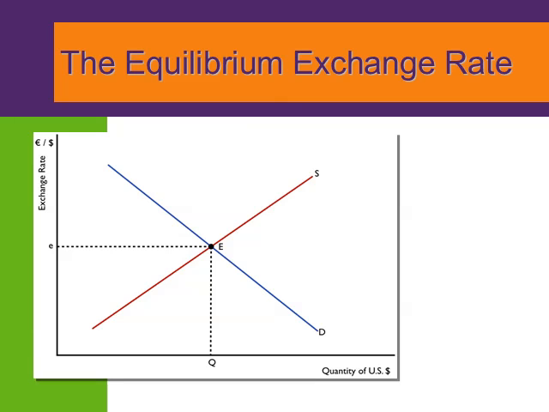Why does the supply of dollars slope upward? As the price of the dollar rises, its value appreciates. $1 buys more euros. Consumers in the U.S. will find European-made goods to be less expensive. U.S. imports from Europe will rise, and more dollars will be supplied to pay for those goods.